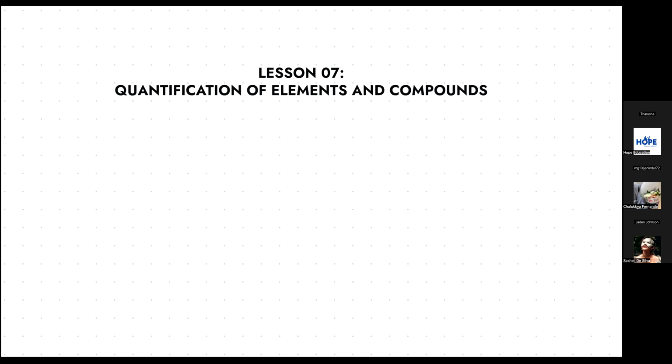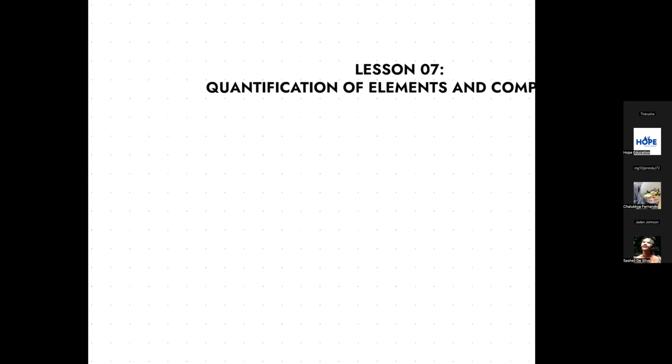Then compounds, when elements combine, they make compounds. Elements combine by crossing valencies, right? So we talked about that also a bit. Now in this lesson, we are talking about quantifying. Quantifying means measuring. How do we measure these elements and compounds?